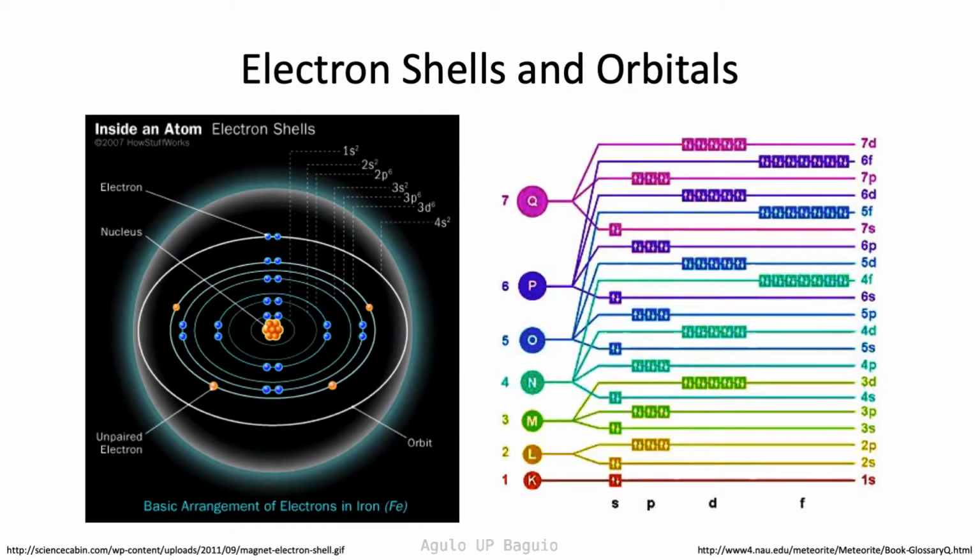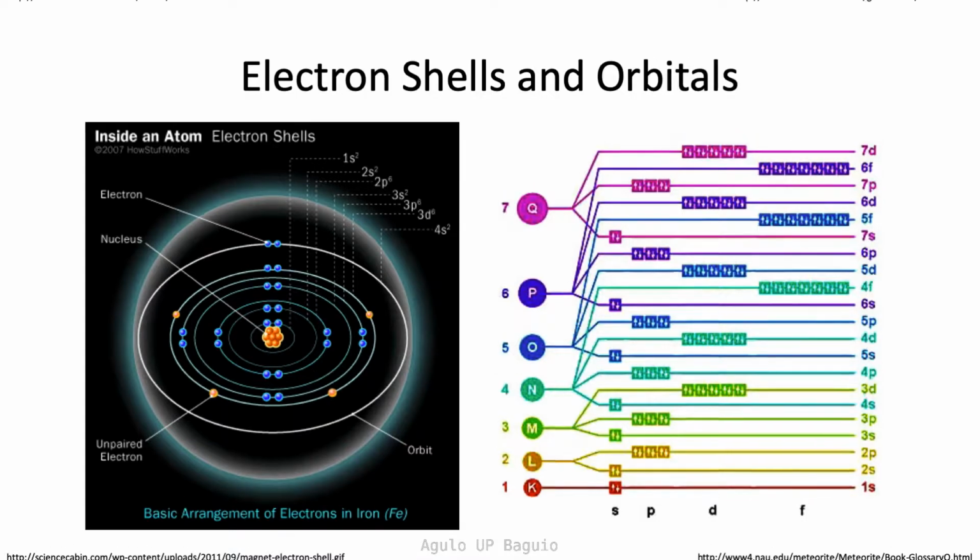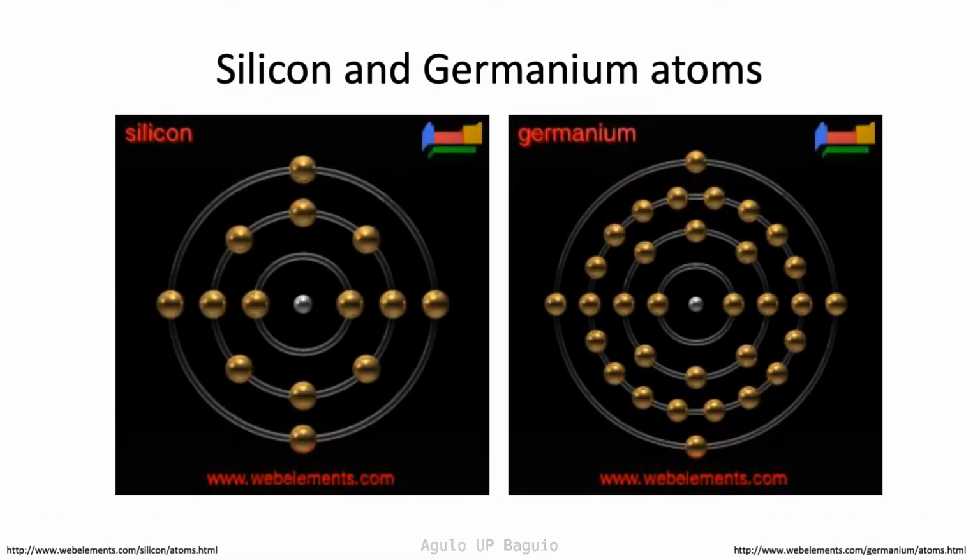However, the most interesting elements for us in this course are silicon and germanium. Silicon has 14 electrons, while germanium has 32 electrons. Silicon's electrons will fill up the 1s2 states first, and then the 2s2 and 2p6 states, followed by the 3s2 and finally 2 of the 3p6 states.